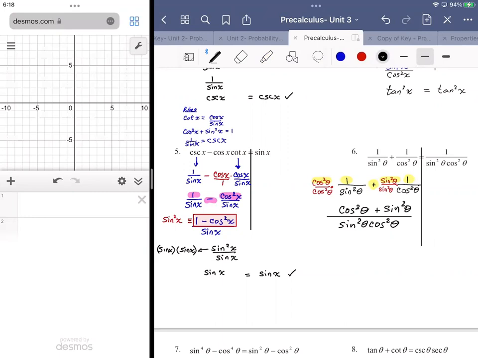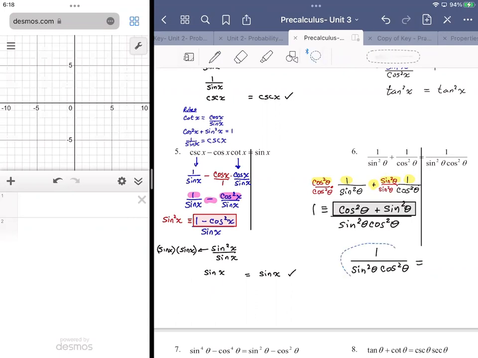And we reviewed earlier that cosine squared plus sine squared is equal to 1, regardless of the variable. In this case, we're using a theta rather than an x, but it's still the same principle. So this piece here, by definition, is equal to 1. And so therefore, we're there. We have it. 1 over sine squared theta cosine squared theta is equal to, that's what's on the other side. So we're good. We got our proof.